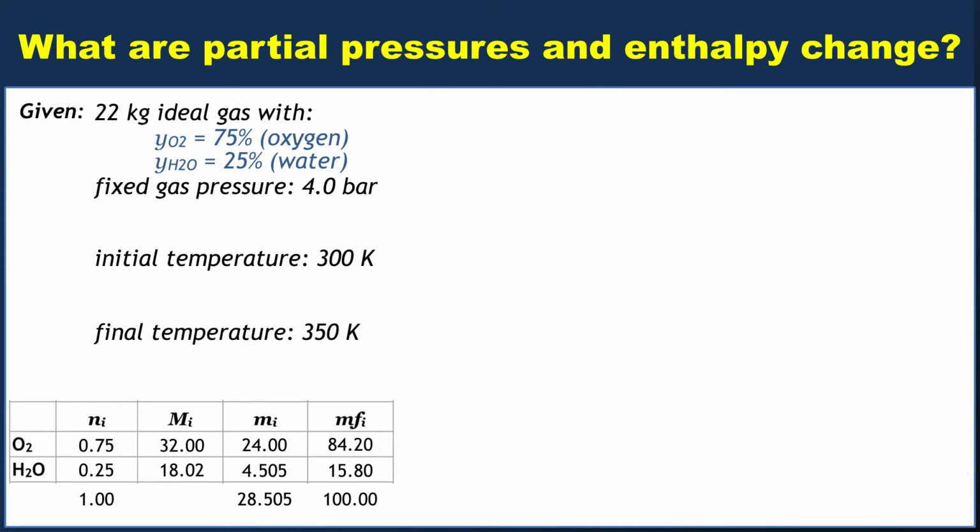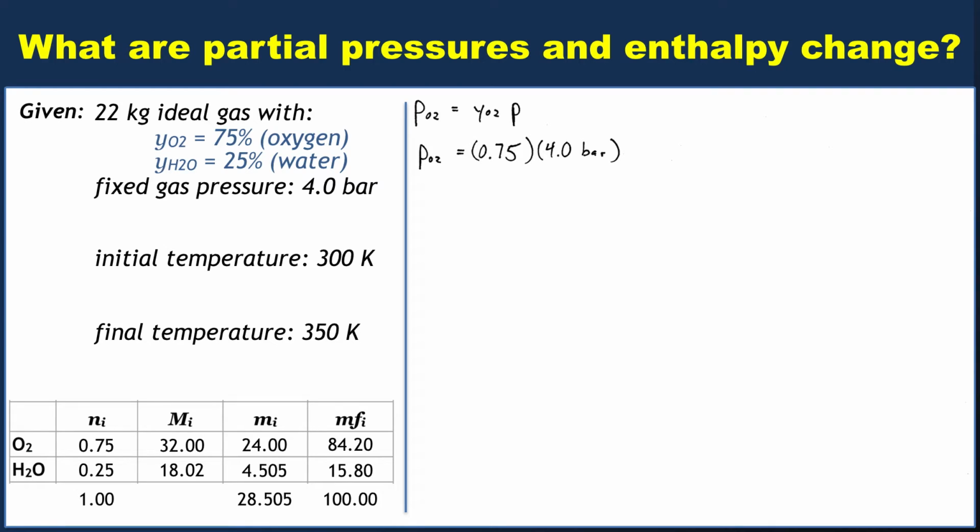It's actually pretty easy to do, especially with a mixture consisting only of two components. So we know that the total pressure is 4 bar. The partial pressures are just these Y values, the molar fractions, times the total pressure. So the pressure for oxygen is Y_O2 times the total pressure. So that's just 0.75 times 4 bar. Well, that tells us that the partial pressure for oxygen is 3 bars. So let's record that over to the left.